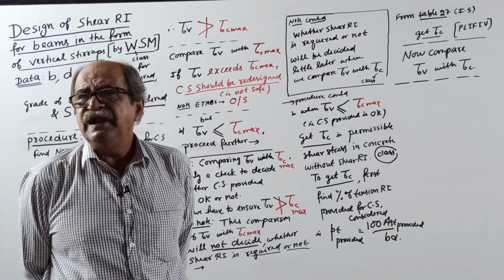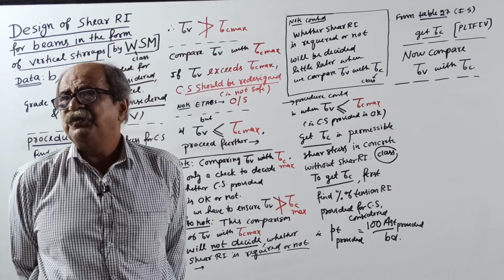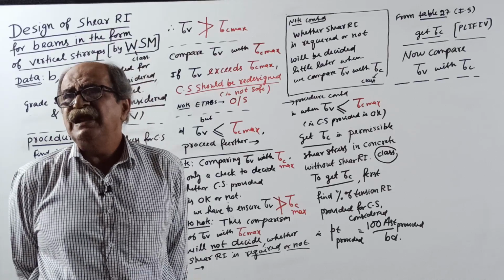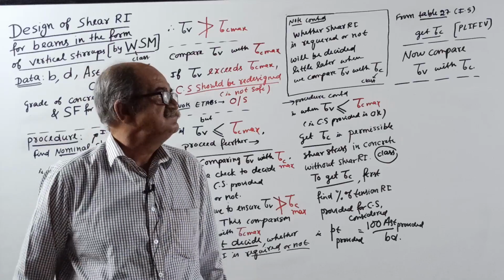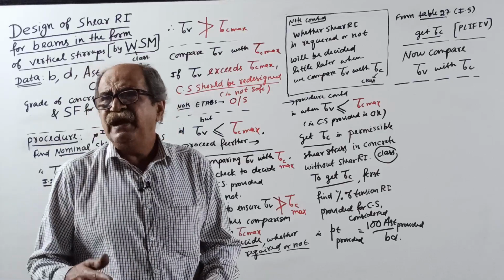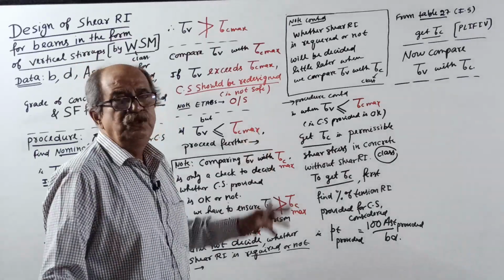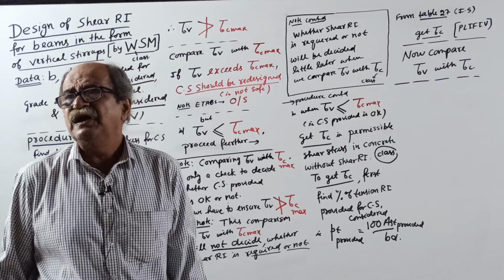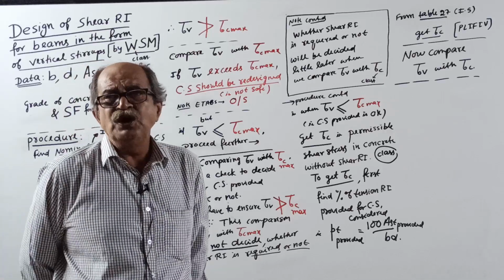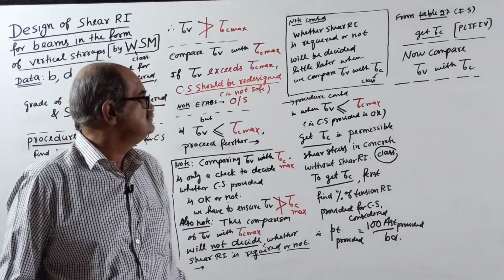See, recently, or a little earlier, I uploaded classes for analysis of singly and doubly reinforced rectangular sections by the working stress method. I think a total of 11 parts were there. Now, a new series. This is for design of shear reinforcement for beams, one of the most important. Remember, once again, by the working stress method.